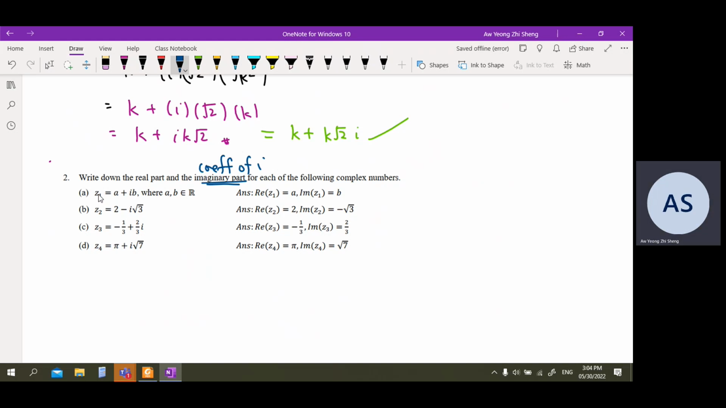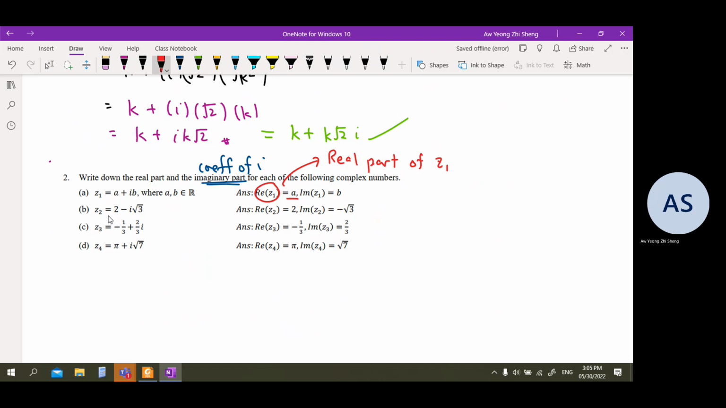So Z1 is this complex number written as a plus ib. So the real part will be a. When we write real part, we'll write Re bracket Z1. So Re bracket Z1 simply means the real part of the complex number Z1. So it's just a. Imaginary part of Z1 is b, because b is the coefficient of i there.